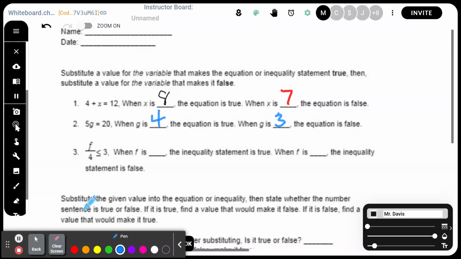All right, number 3, f divided by 4 is less than or equal to 3. I could put in something like 12, because 12 divided by 4 is 3, which is equal to 3. And now when I'm looking to put in something that will make it false, I can maybe choose something like 20, because 20 divided by 4 equals 5, and 5 is not less than or equal to 3. So I have just made it false, which was my goal. All right, moving down a bit.